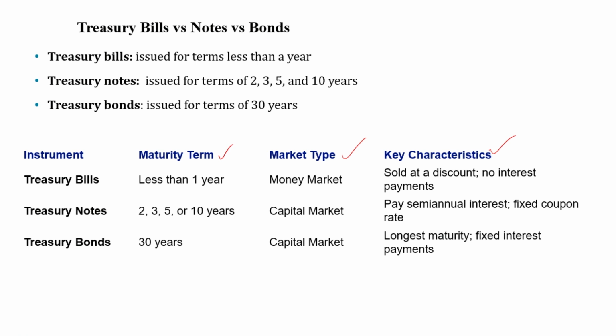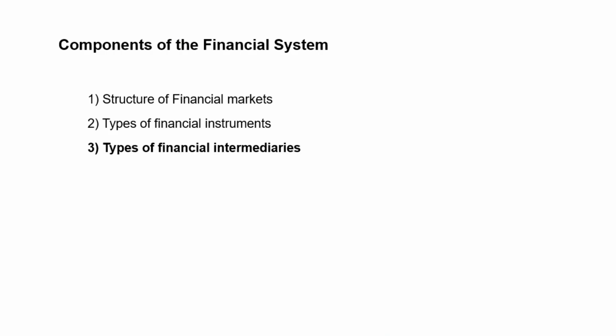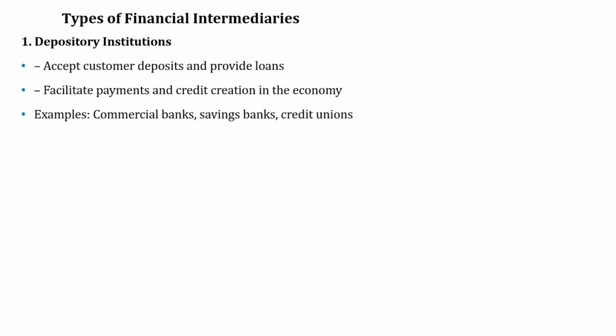So let us now move to another component of the financial market. What we have done so far is that we have gone through the previous session. We have discussed the structure of the financial market. Then we just completed the discussion on types of financial instruments by distinguishing between money market instruments and capital market instruments. And now we are moving to discuss the types of financial intermediaries.